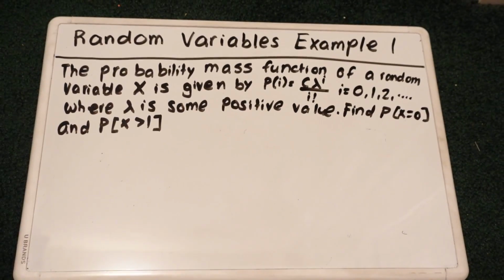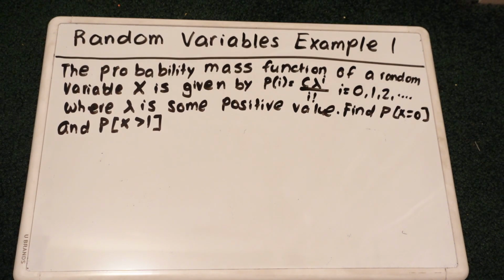So in this video, I'm going to be doing an example of a random variables problem in probability. The probability mass function of a random variable X is given by p(i) = c λ^i / i!, where i is equal to 0, 1, 2, etc., where λ is some positive value. Find P(X = 0) and P(X > 1).